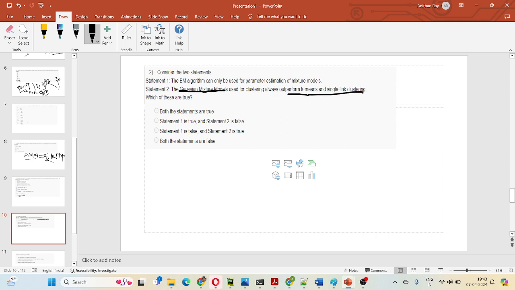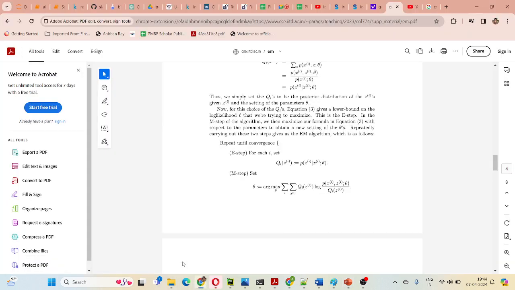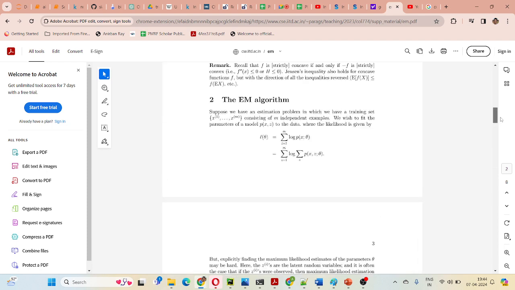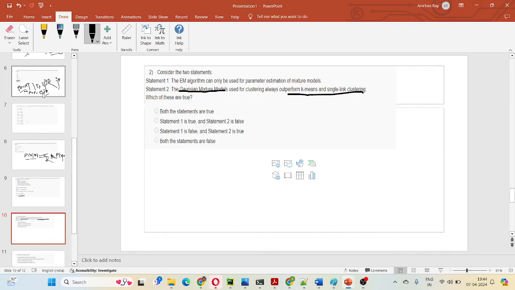Got this one? Clear? Unsupervised models always perform worse than supervised methods. Gaussian mixture models, what do you have? This supervised data you have, or at least some supervision you have, as you saw in the previous slide.